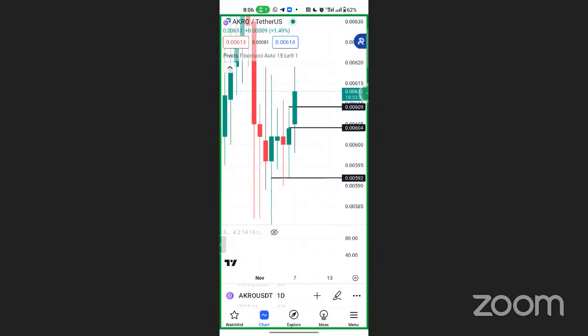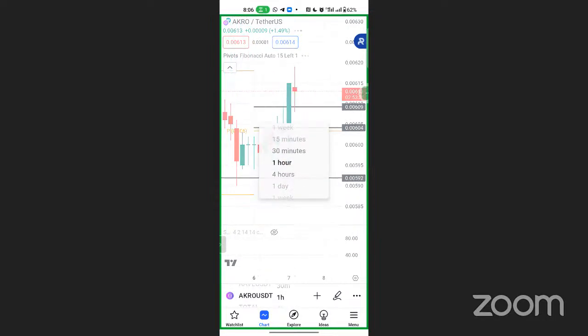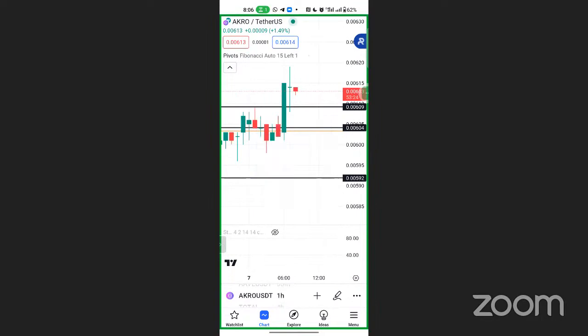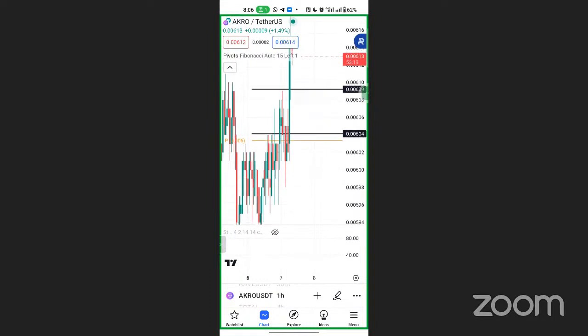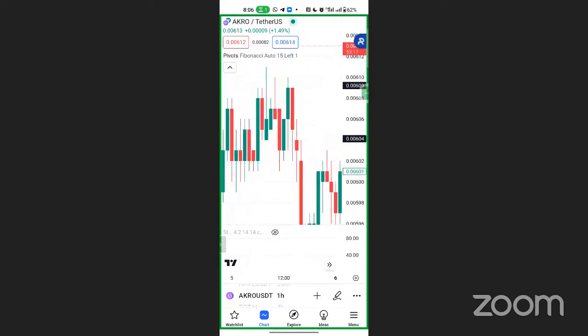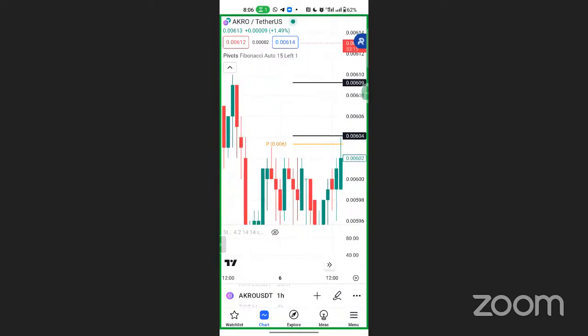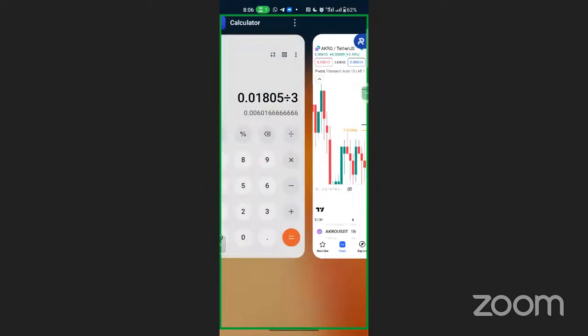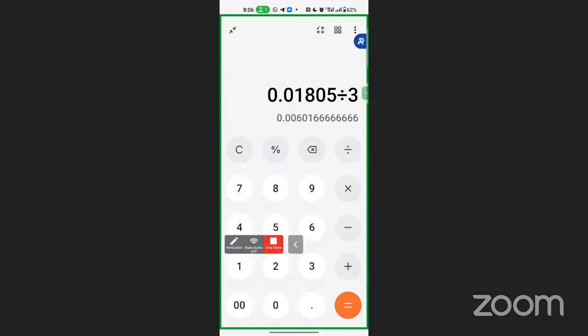So we want to press in the pivot points. And now we are going to go, let me say, 1 hour or 30 minutes. We are going to see where the pivot point will be. Okay, so you see the pivot point, guys? The price of the pivot point, 0.006. Let's get to our calculator. Can you see that? Can you see this?